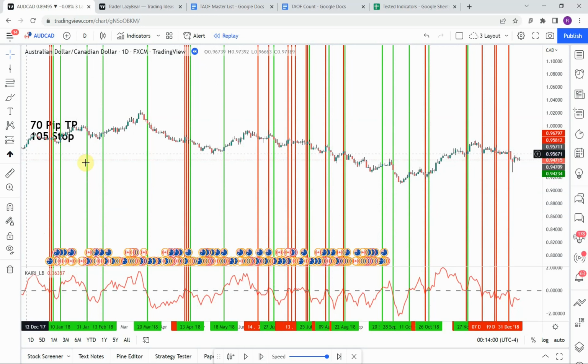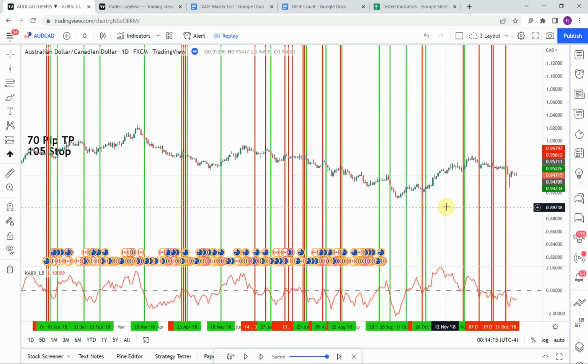Let's go ahead and count out our winners. So we have 1, 2, 3, 4, 5, 6, 7, 8, 9, 10, 11, 12, 13, 14, 15, and 16. 16 winning trades. And so unfortunately, that is not going to meet that 60% criteria that we were looking for.